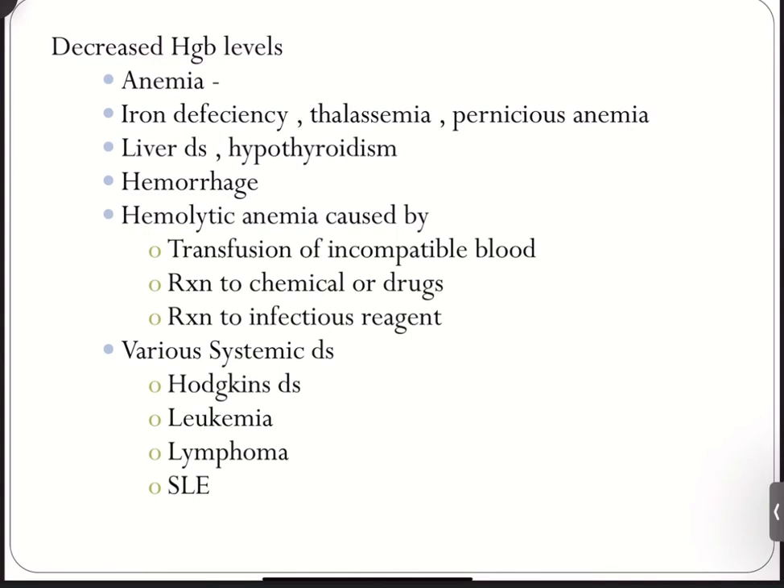How? Transfusion of incompatible blood can cause hemolysis, thus decreasing your hemoglobin. Same goes with your chemical and infectious agents. Okay? And various systemic diseases can also decrease your hemoglobin level, like Hodgkin's disease, leukemia, lymphoma, and systemic lupus erythematosus.